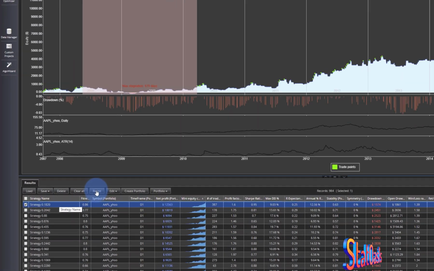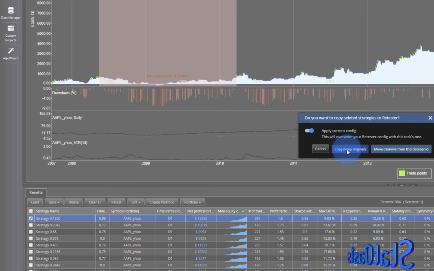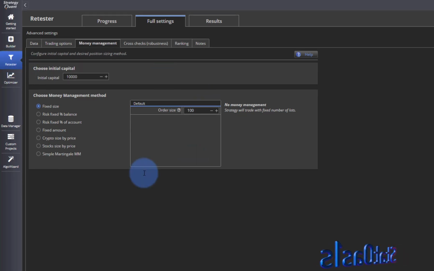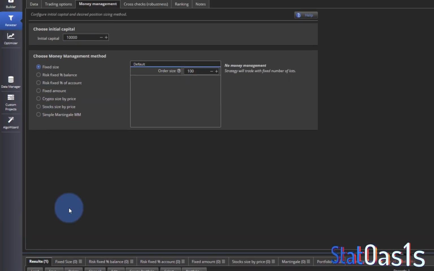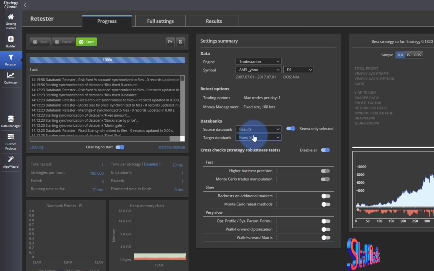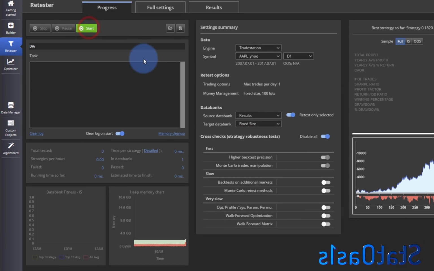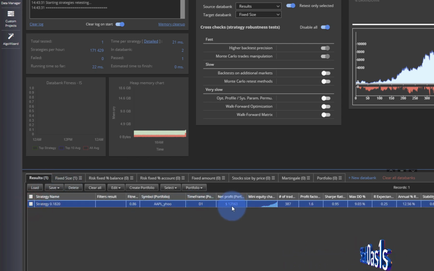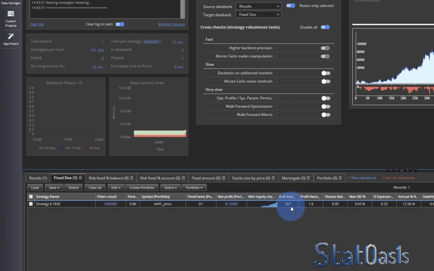So I'm going to take it to retest, copy original, and apply current configuration. Now in Retester, everything is the same, and I'll show you the results here. Let's put the strategy to be tested in fixed size in this bank, which is empty. Do the test. And you can see now that this strategy made 12,563, 387. Okay, so it's exactly the same strategy.